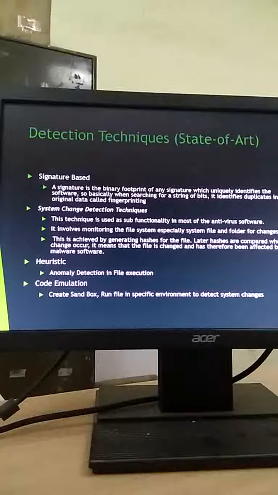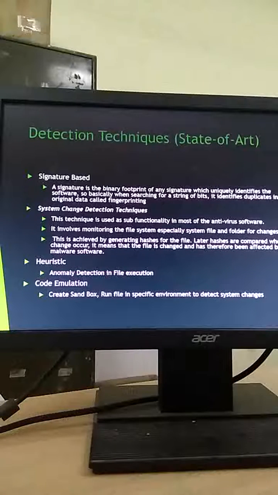How state-of-the-art antivirus detection works is that one technique is signature based. As I said, signature based detection relies on the binary footprint of a file. A file has specific strings of bits, and based on that it generates a fingerprint, and the fingerprint is unique for each typical malware. But when you have an obfuscated malware, one obfuscated malware may have thousands of signatures. So to detect it, you need all of their signatures.